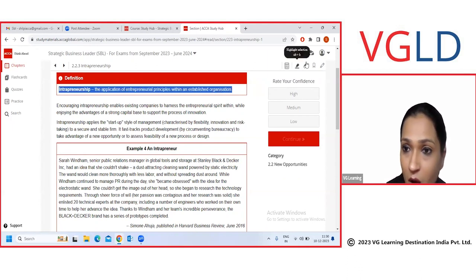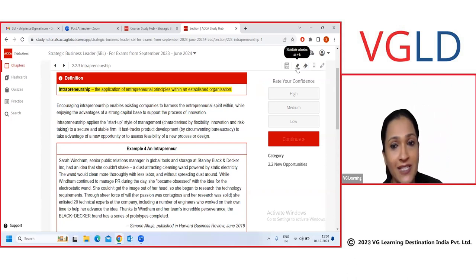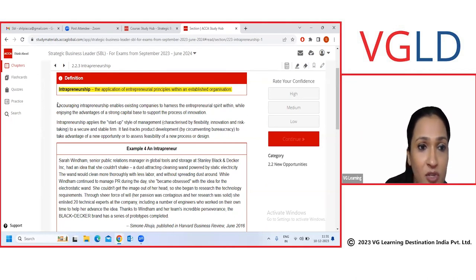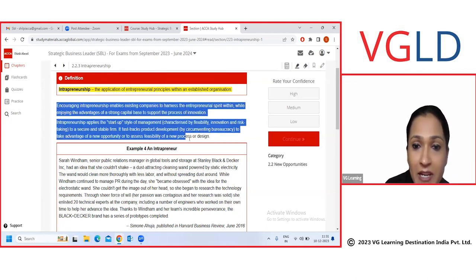So you're not establishing an organization for yourself separately to run as a business leader, but within your existing company, you're able to inculcate that strong-minded, startup style of management, to bring in a lot of innovation within your company. So it's a lot of letting go of how you want to really take your business ahead. So that is what is called an intrapreneurial style of leadership.